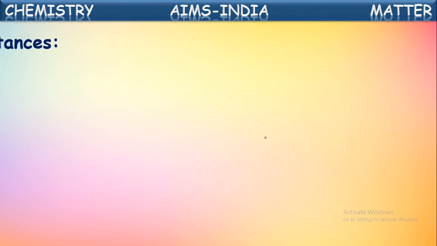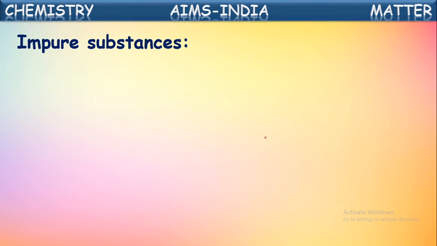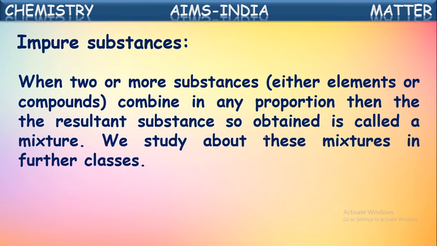And next, after studying these pure substances and their two categories, elements and compounds, the next category of matter based upon purity is impure substances, which are also called mixtures. When two or more substances, either elements or compounds or both, combine in any proportion, the resultant substance obtained is called a mixture. So about mixtures we are going to learn in the next coming classes.